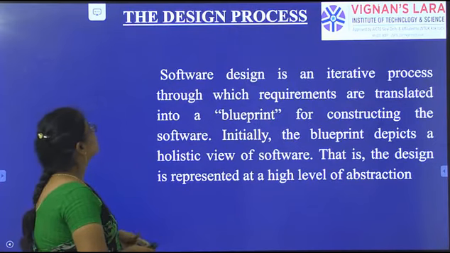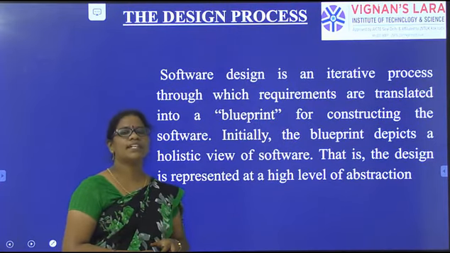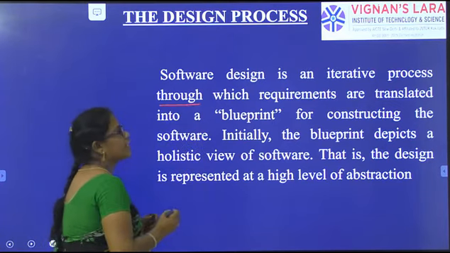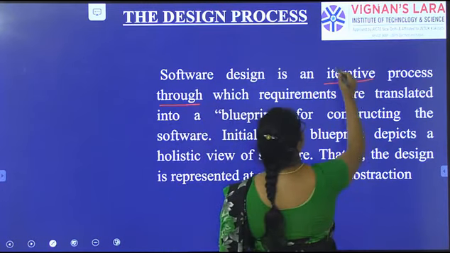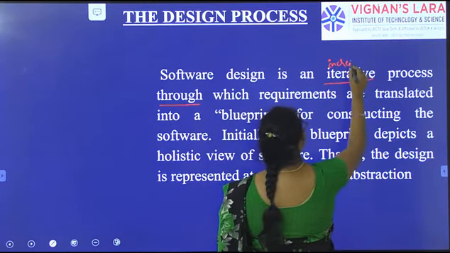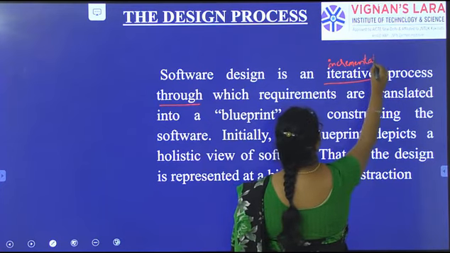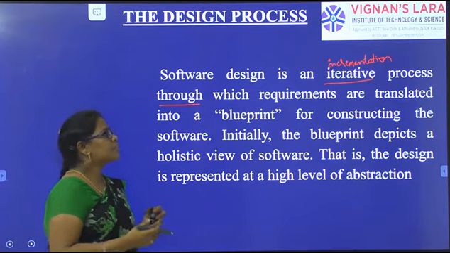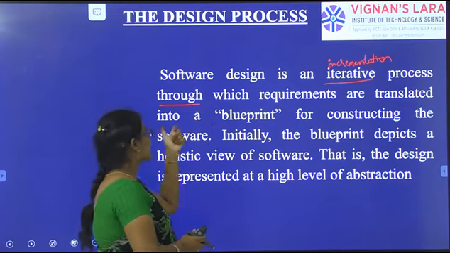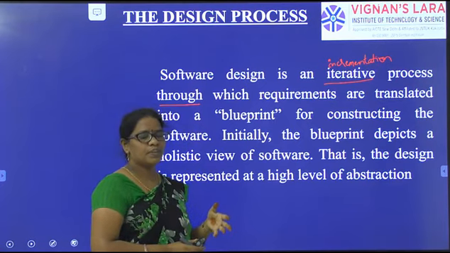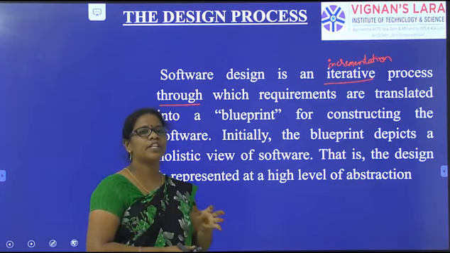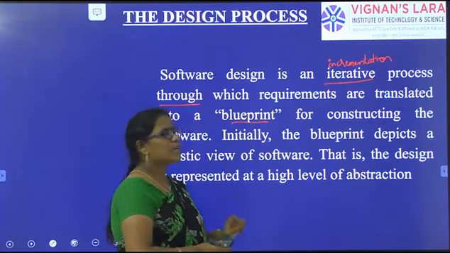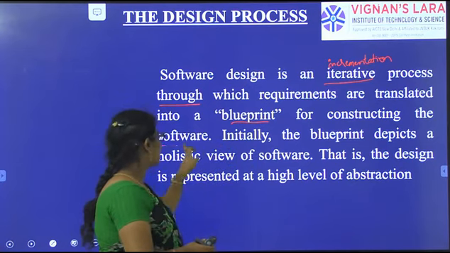And coming to the next, the design process. So what is the design process? Software design is an iterative process. Iterative is nothing but incremental, step-by-step increment. So software design is an iterative or incremental process through which requirements are translated into a blueprint. So whatever the system you are developing, it is mostly based upon the requirements given by the stakeholder or the customers, translated into a blueprint. So we have to take some blueprint for constructing the software.